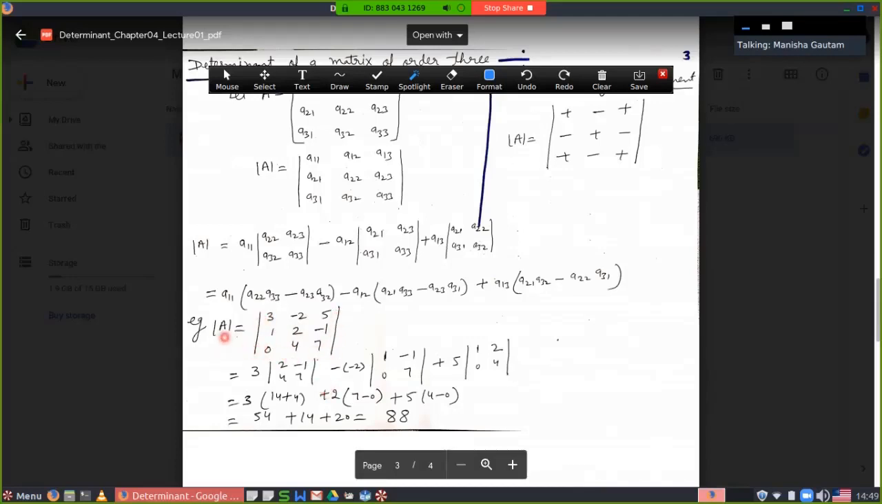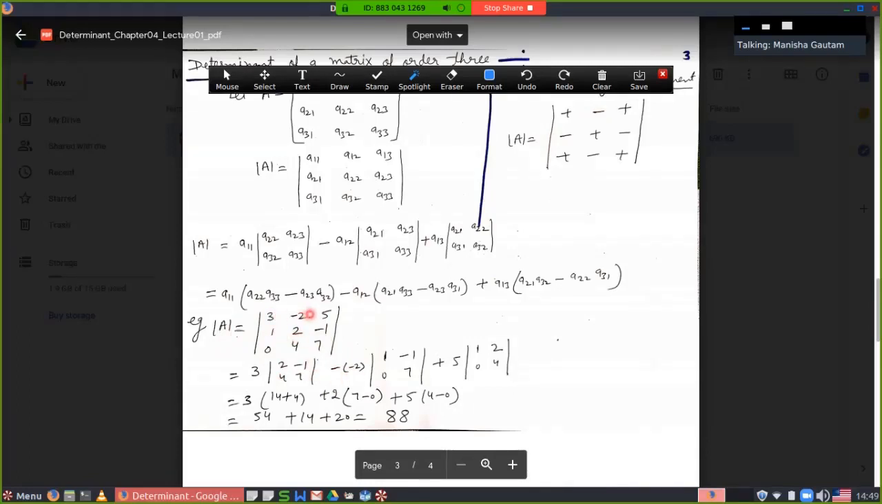You have to find out the determinant value. Take 3, leave first row and first column. A 2 by 2 determinant is left, that is 2 minus 1 4 7. Write it here. Now take minus 2. The minus sign is already in the formula and the number also has a minus sign. Both signs are written here, minus of minus 2.